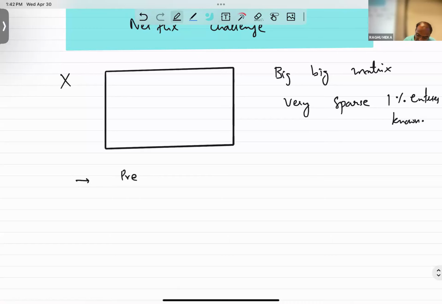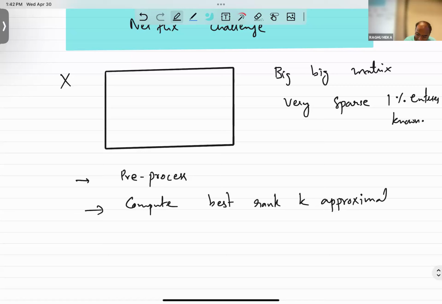so let me say pre-process, centering, scaling the variance, and so on, compute best rank K approximation, post-process. Okay. And this basically means that you're computing the top K SVD of some matrix. You can do this and get 4% improvement.